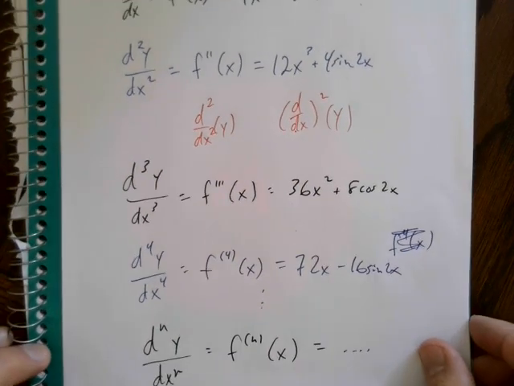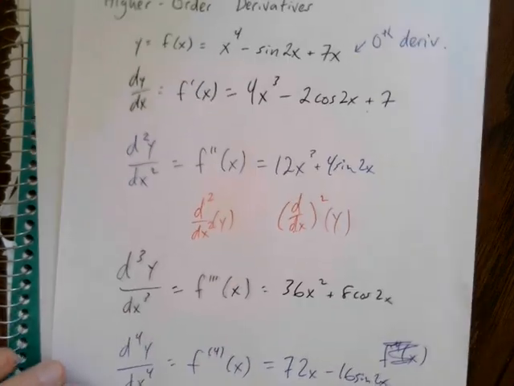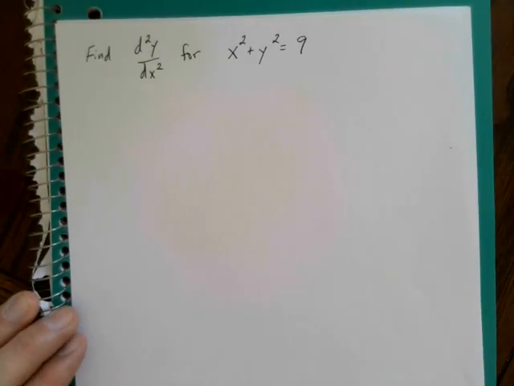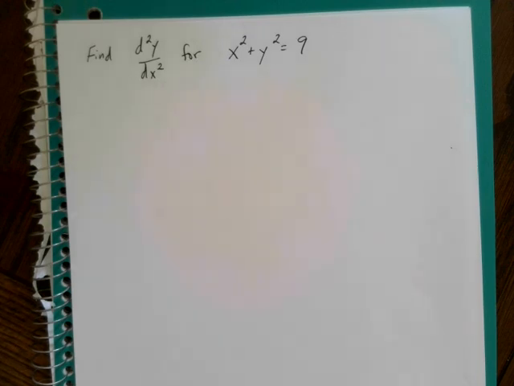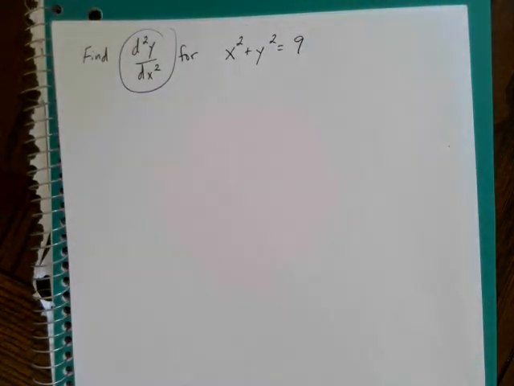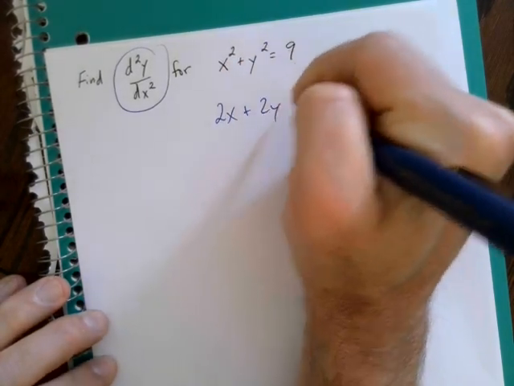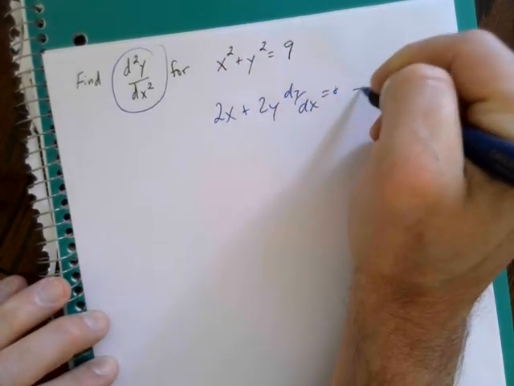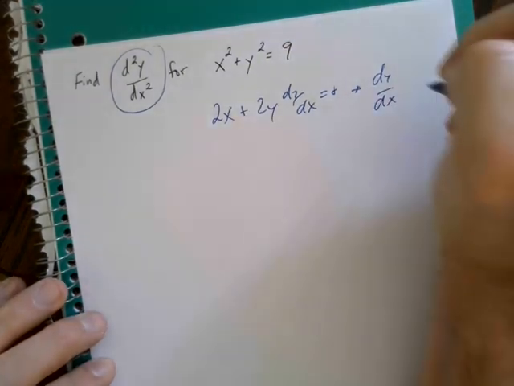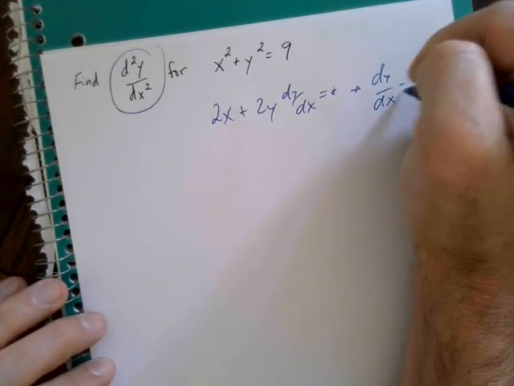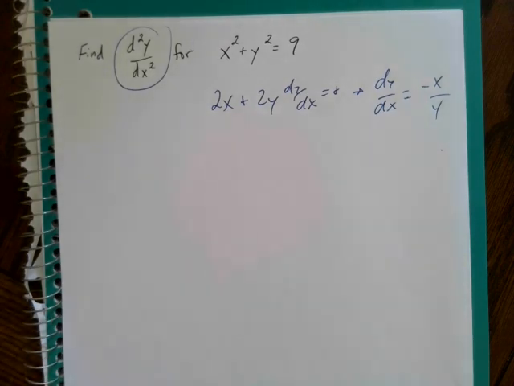Let's do one example of this. There's my example. Let's find the second derivative of y for x squared plus y squared equals 9. This is implicit, which means we have to differentiate this thing implicitly 2 times, right? Because this means do the derivative not once, but twice. So first we differentiate once, 2x plus 2y dy/dx equals 0. And then solve that for dy/dx. 2's cancel out, as they are prone to do.